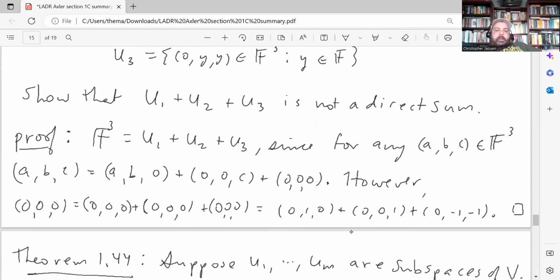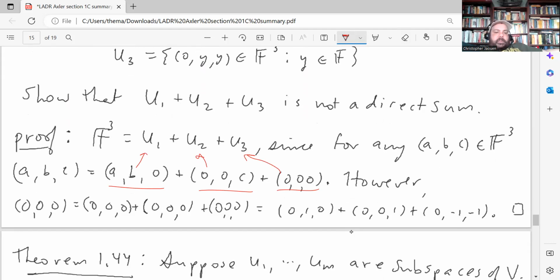For any (a, b, c), you can write any vector in F3 as a sum of vectors from U1, U2, and U3, which I'm doing down here. So if (a, b, c) is a vector from F3, then you can write it as (a, b, 0) plus (0, 0, c) plus (0, 0, 0). And notice this is in here, this is in here, and this is in here. That means that F3 is equal to that sum.